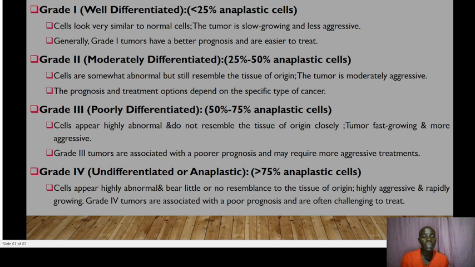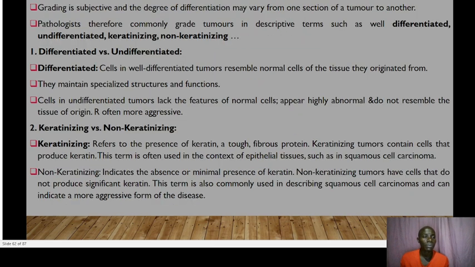What about grade 4? This is made up of undifferentiated or anaplastic cells. More than 75% of the cells are anaplastic. So cells appear highly abnormal and bear little or no resemblance to the cells of origin. These types of cells are highly aggressive and rapidly growing. So grade 4 tumors are associated with poor prognosis and are often challenging to treat.